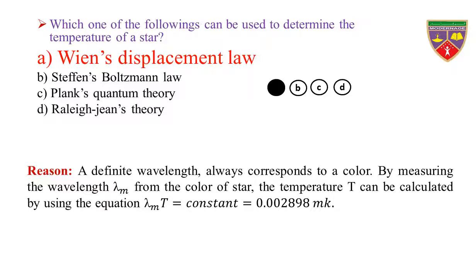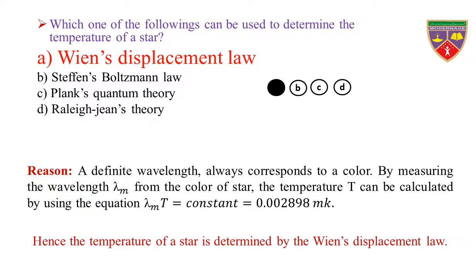Reason: a definite wavelength always corresponds to a color. By measuring the wavelength lambda m from the color of the star, the temperature T can be calculated by using the equation lambda m into T is equal to constant, equal to 0.002898 meter Kelvin, which is Wien's displacement law. Hence, the temperature of a star is determined by Wien's displacement law.